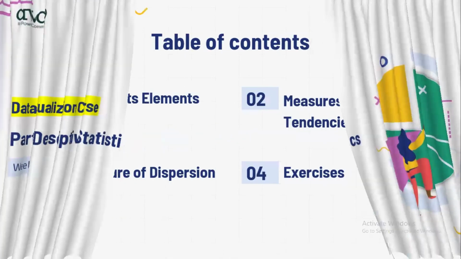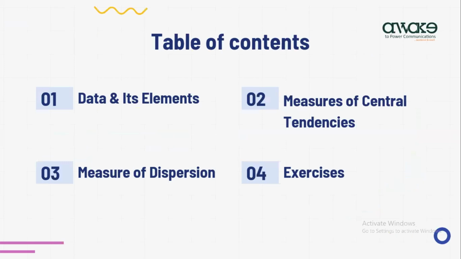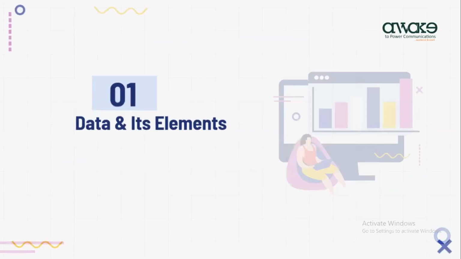So, a look at our table of contents. We are going to be talking about data and its elements, measures of central tendency, then measures of dispersion, and then do some exercises.